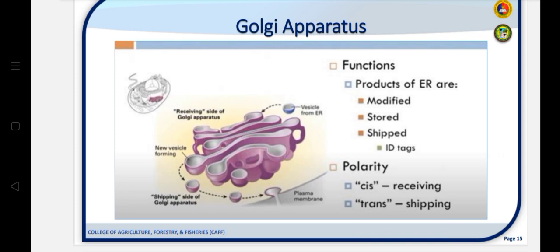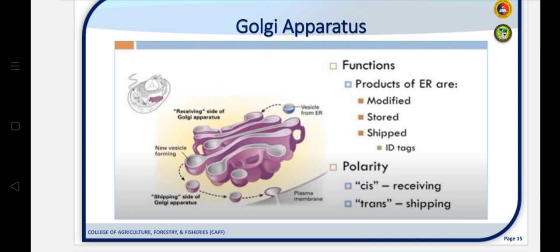Now that proteins are made in the endoplasmic reticulum, they need to be processed and sent to the right place. This is the job of the Golgi apparatus. The Golgi is like the post office or mailroom of the cell. So here are the functions of the Golgi apparatus. Modifications. What do you mean by this?